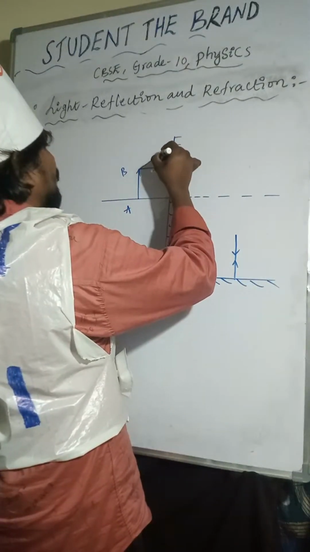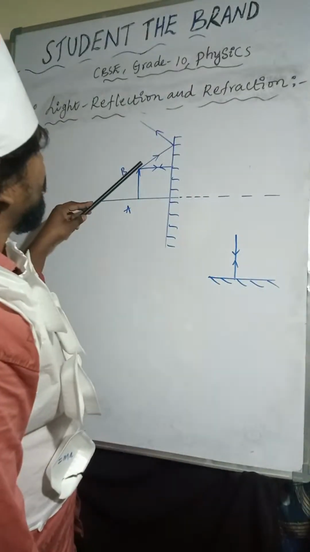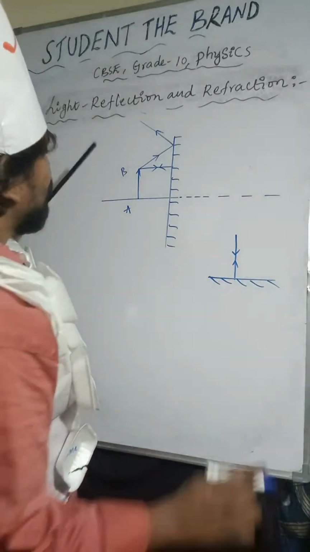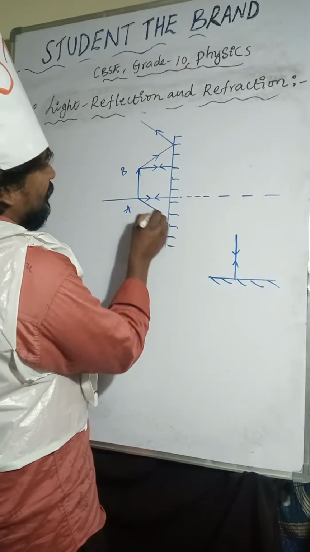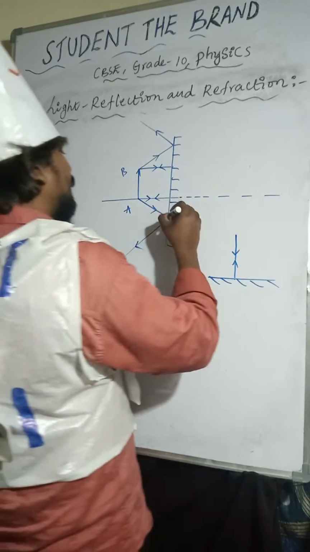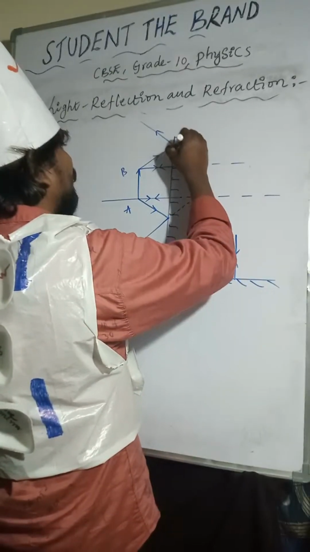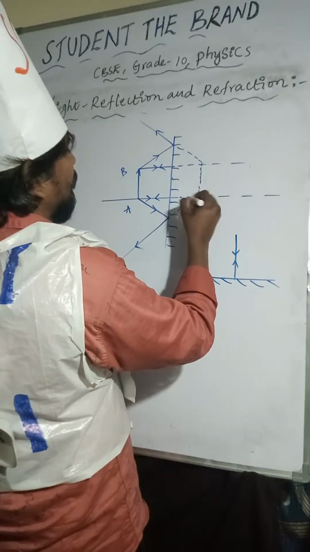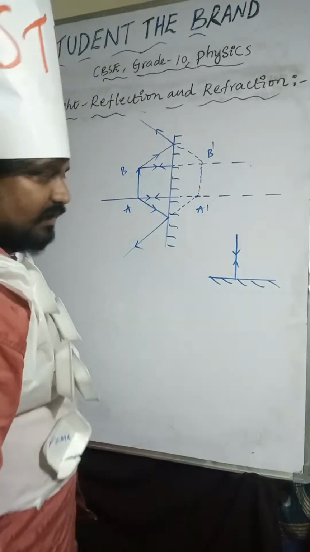Here I am considering that after reflection, this incident light ray is moving away. I am taking one more here, and this one is reflecting. Here if you are extending these light rays, and here also extending, like this. So this is A dash and B dash.